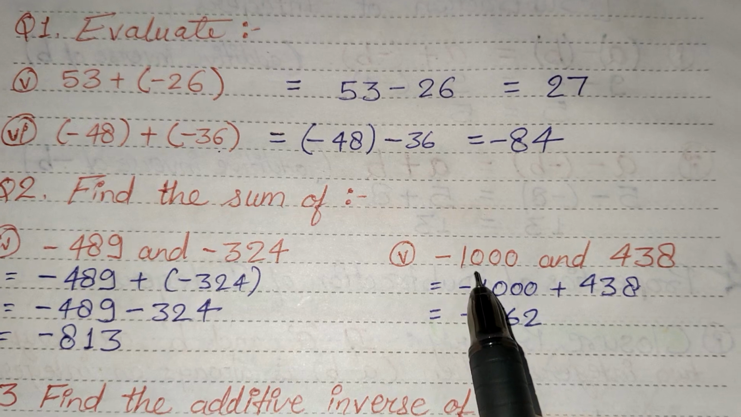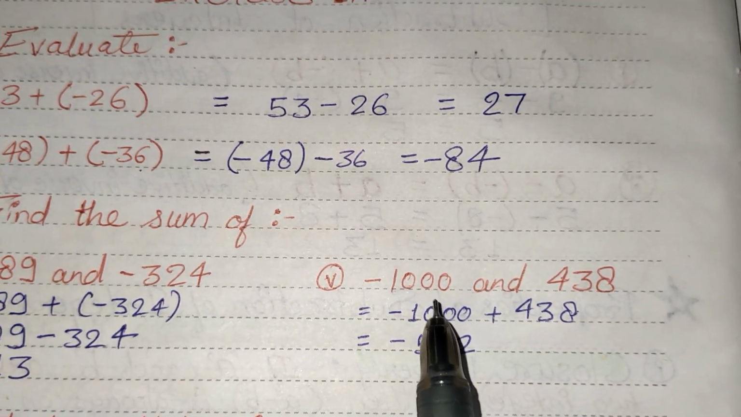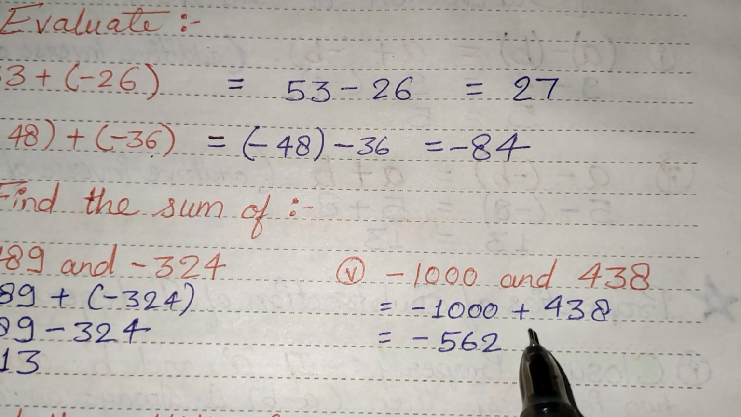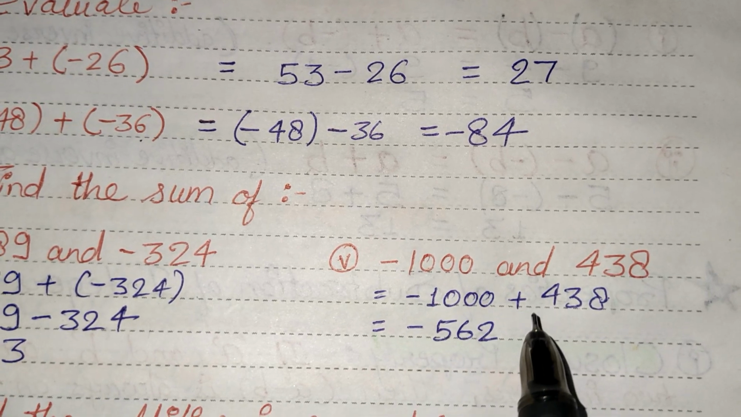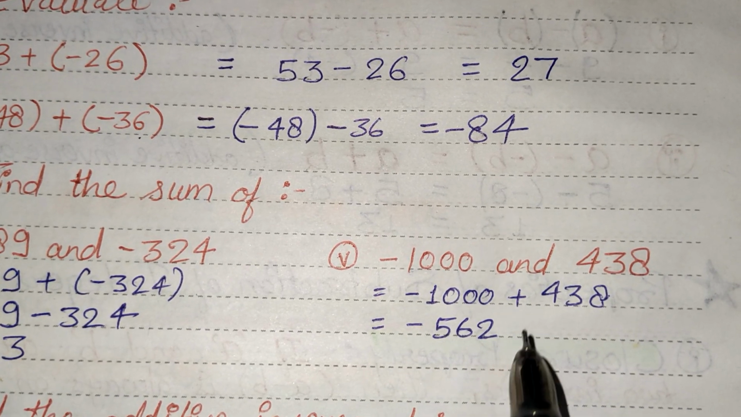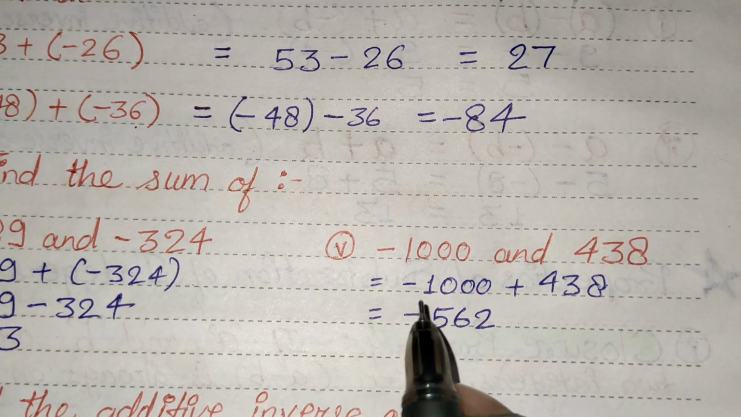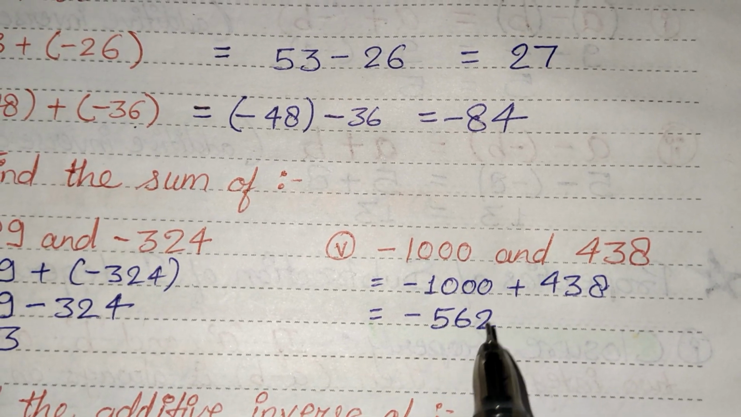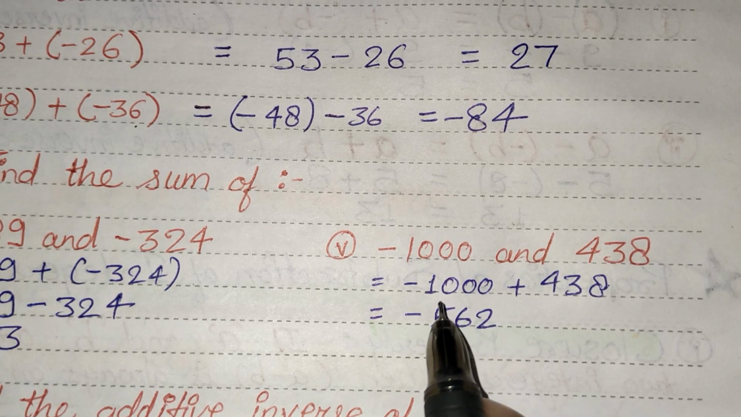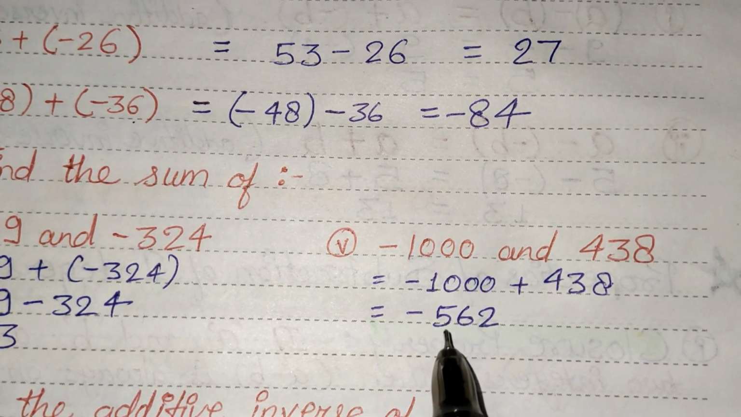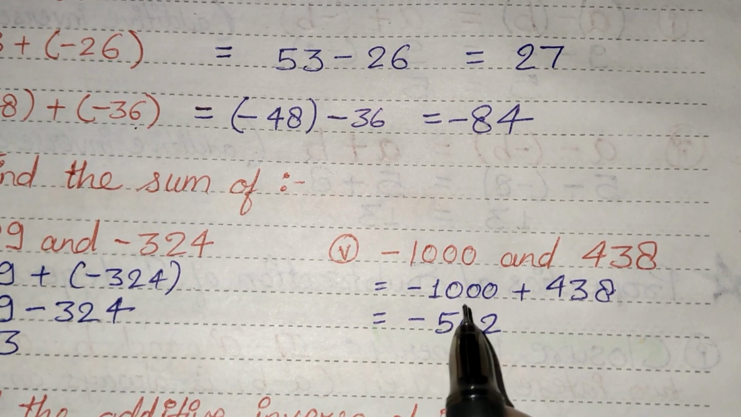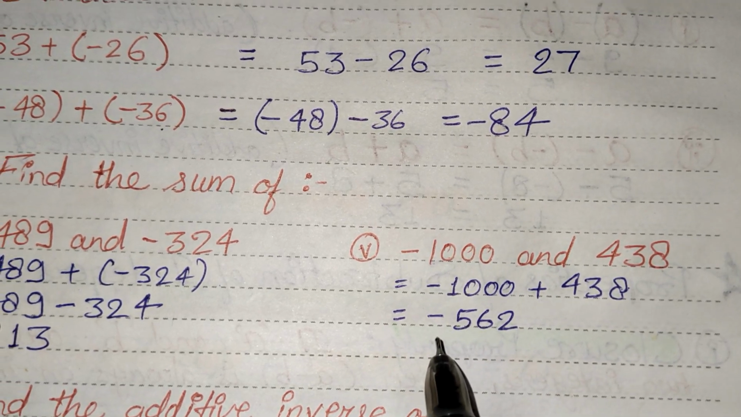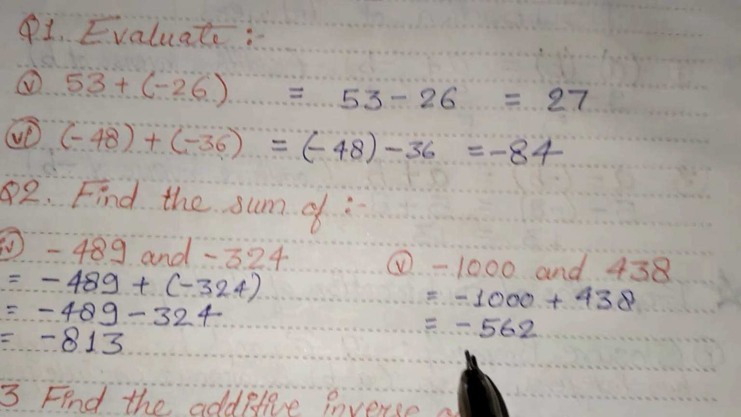Now see the next question. First integer is negative and second integer is positive, and put plus instead of "and". We have minus plus, and we know that minus plus, we have to subtract it. We have to do subtraction here. So we will do minus. Now minus it from 1000, we have minus 562. Why minus? Because 1000 is greater than 438 and 1000 has the minus sign, so put here minus sign, minus 562.